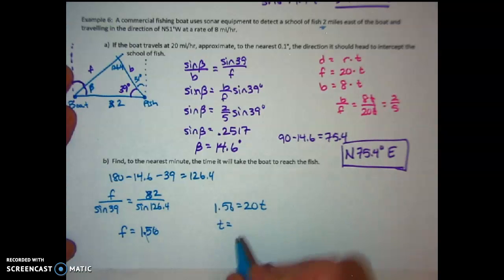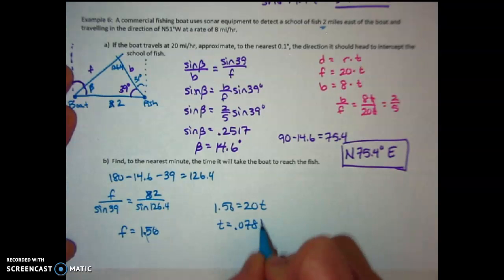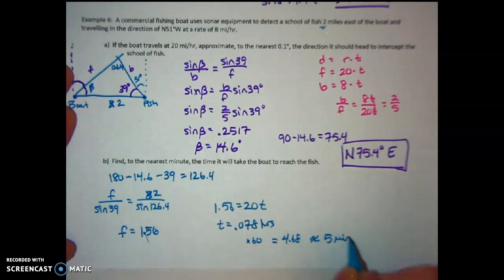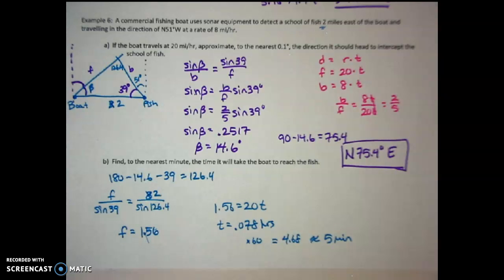Divide by 20, I get 0.078. Keep in mind this is hours, so to find that in terms of minutes, I need to multiply this by 60 minutes in an hour, and I get that this is about 4.68, so it takes him about 5 minutes to intersect that school of fish.